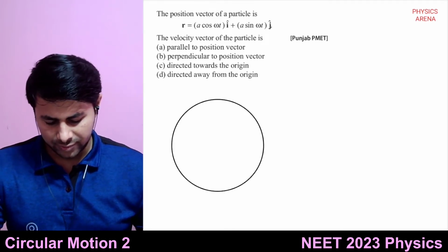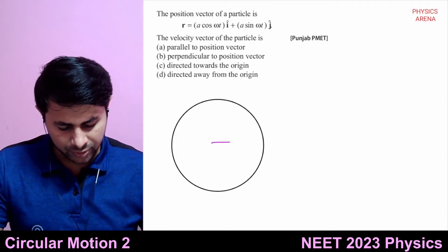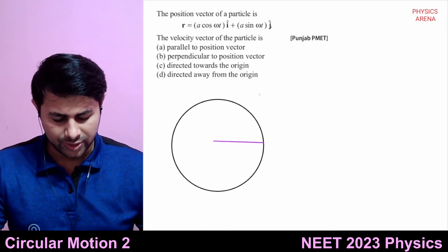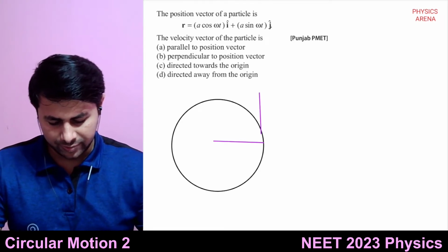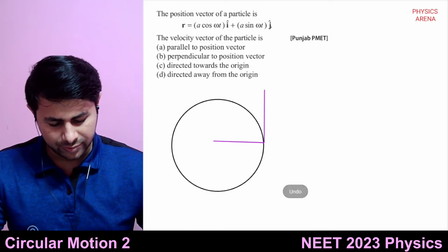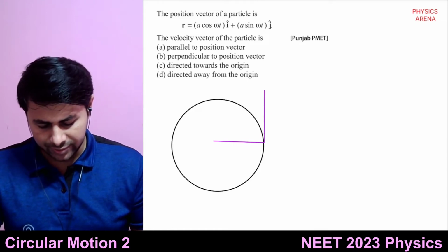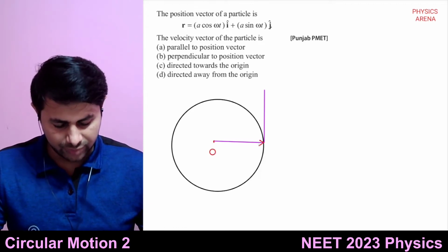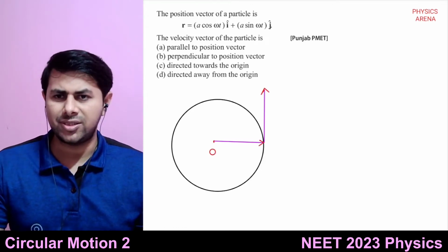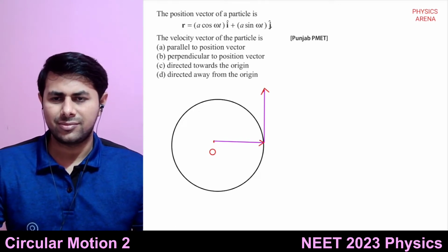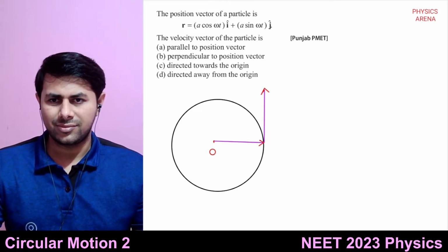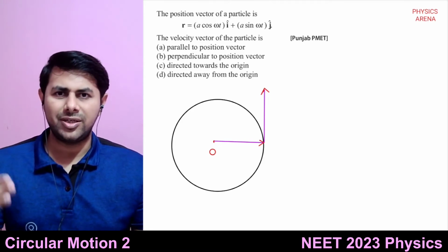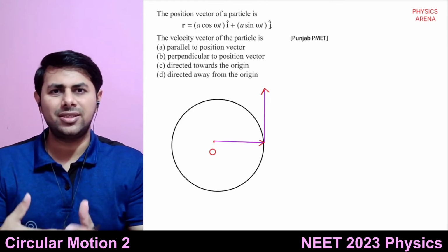Let's suppose your object is here. What is the direction of velocity at this point if it is performing circular motion? Is it along the tangent? Okay, this is the position vector, this is the velocity vector. How much is the angle between them? 90 degrees, right? The velocity is tangential, the position vector is radial. What is the angle between radius and tangent?